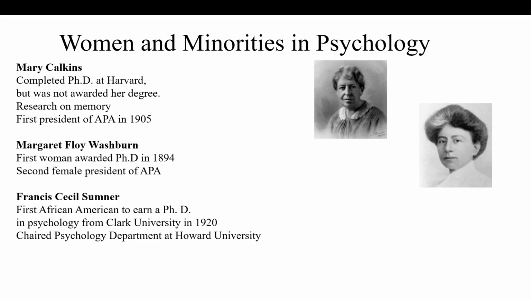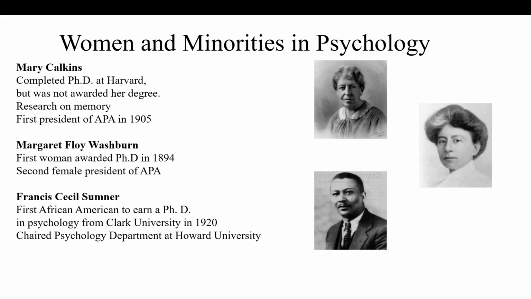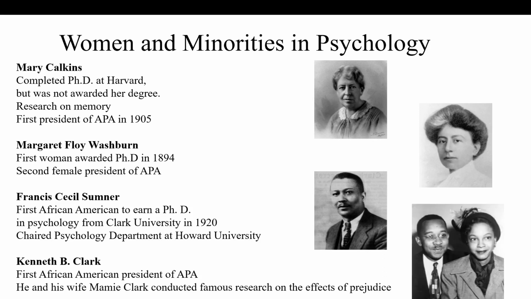We talked about Cecil Summer. He was the first African American to earn a PhD in psychology from Clark University, and eventually had his own psychology department at Howard University. And then we have Kenneth B. Clark, was the first African American president of the APA, and he and his wife conducted famous research on the effects of prejudice. And that's it for the history of psychology.